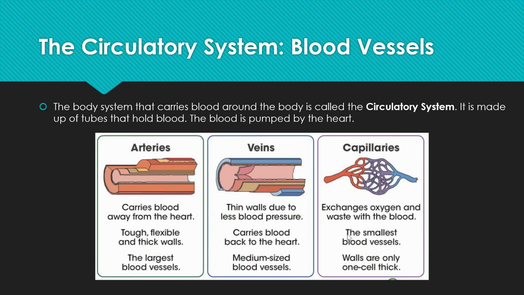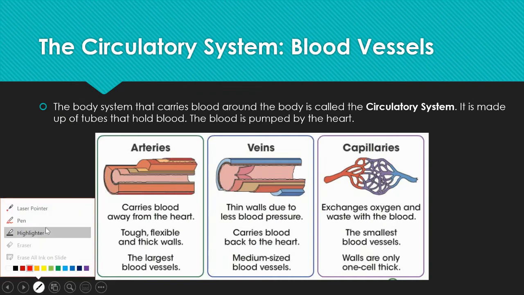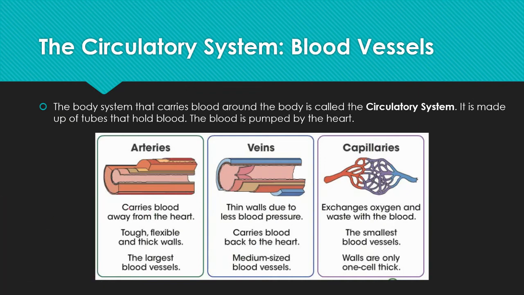So, all of our blood is actually in little tubes. The biggest tubes, or the ones with the thickest walls, are called arteries. And the arteries have to have thick walls because they carry blood away from the heart. So, the heart is pumping. The arteries have tough, flexible, thick walls, and they're the largest blood vessels. And the artery coming straight from our heart is known as the aorta.